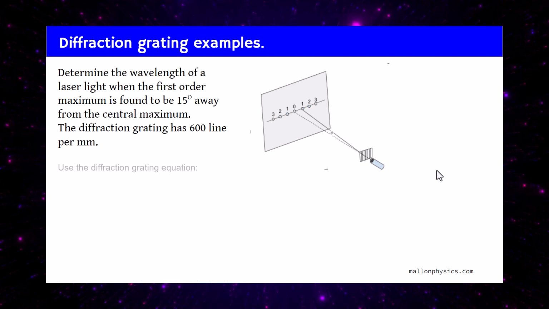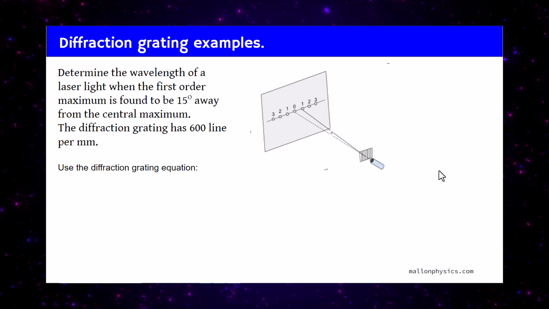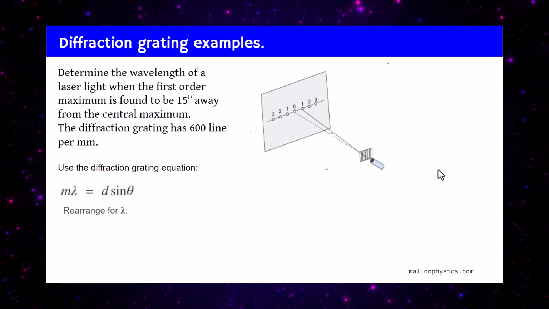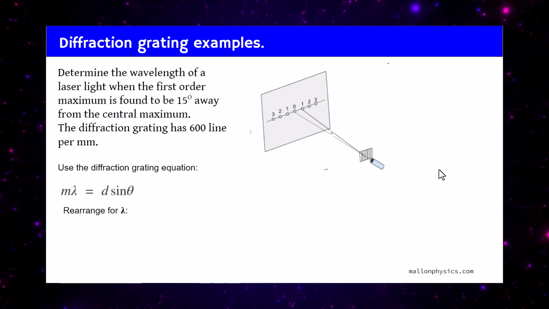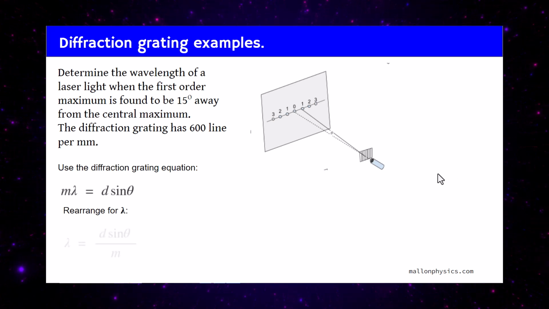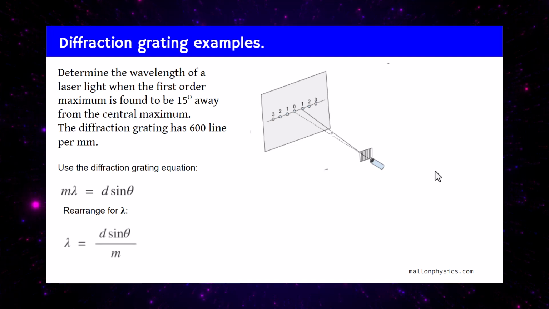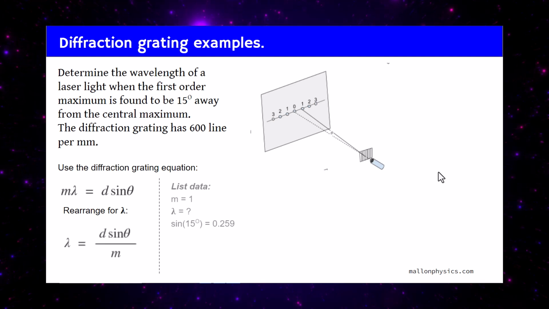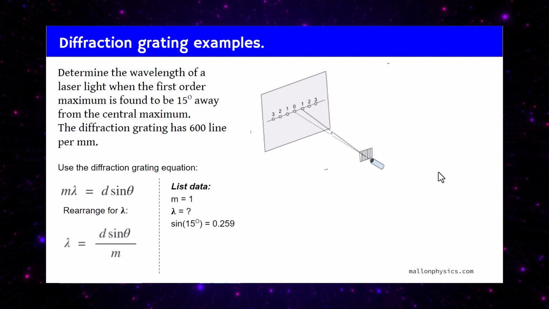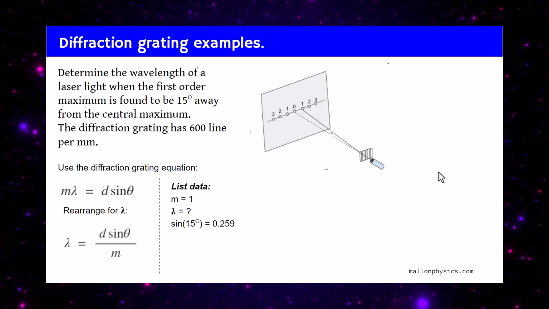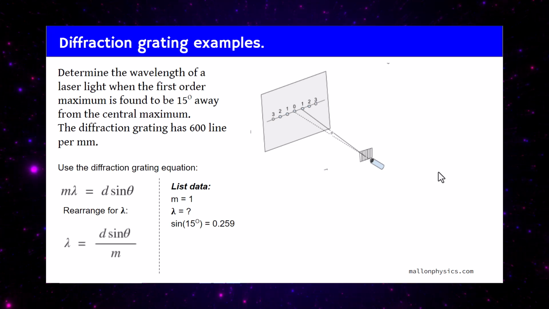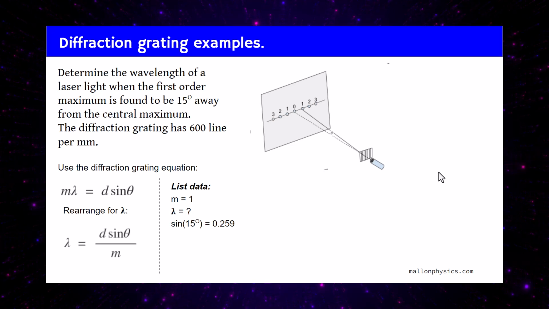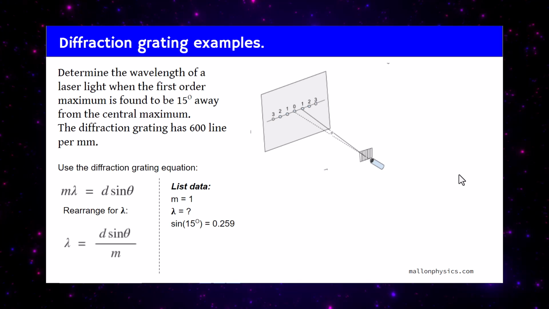We start with the famous diffraction grating equation, and that's m lambda equals d sine theta. Now we have to rearrange to find out what the wavelength lambda is, and that becomes lambda equals d sine theta divided by m. So we put in our list of data. The interference pattern we're looking at is the first order, so m will be equal to 1. The wavelength is what we're trying to find, and we know that sine 15 degrees is going to be 0.259.